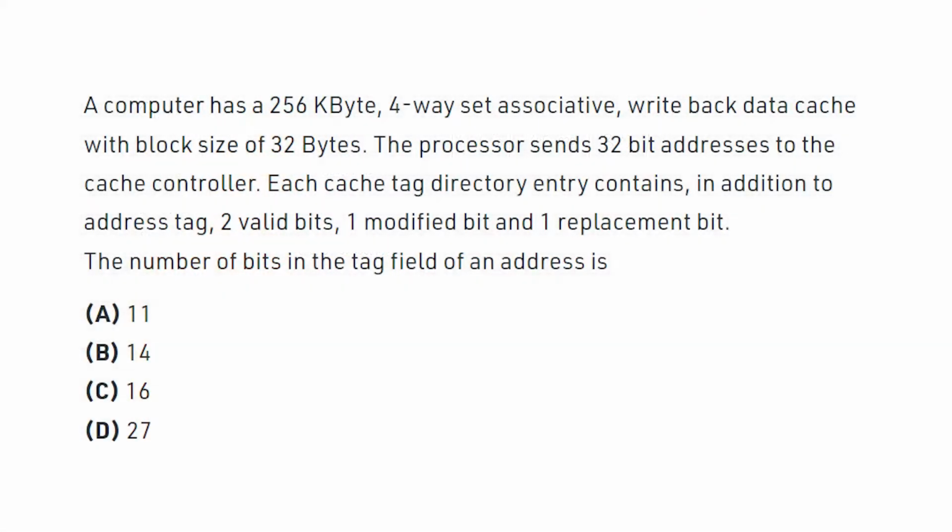A computer system has a 256 KB 4-way set associative write-back data cache with a block size of 32 bytes. The processor sends 32-bit addresses to the cache controller. Each tag directory entry contains, in addition to the address tag, 2 valid bits, 1 modified bit, and 1 replacement bit. The number of bits in the tag field of an address is?